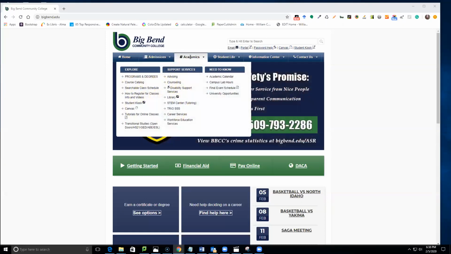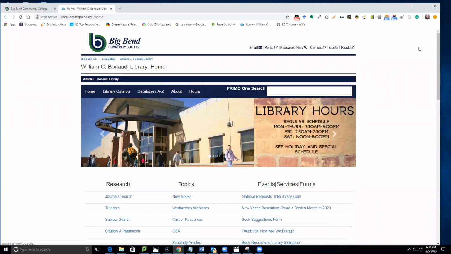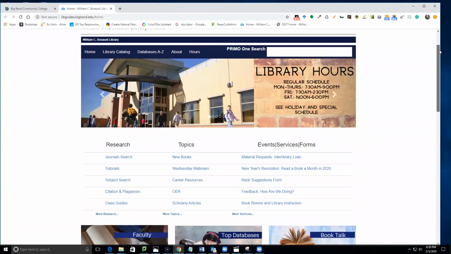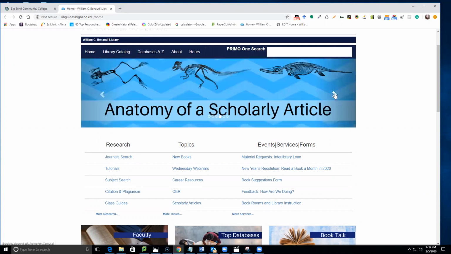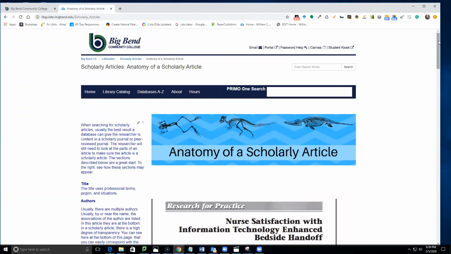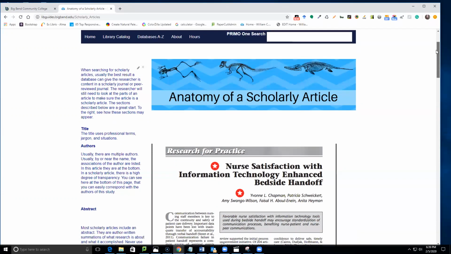I'm right now on bigbend.edu, but I'm going to go to the library. The library page right now has two places where you could look at this particular thing that I've built to describe a scholarly article. One is here underneath topics, and I also have it well represented up in the slider area. And we're going to go over the pieces.